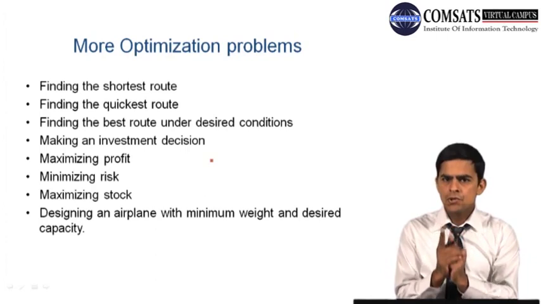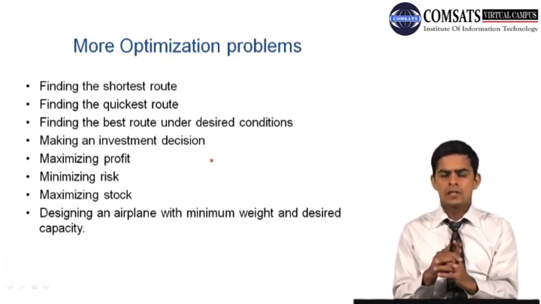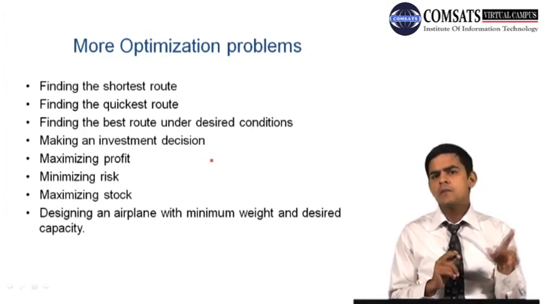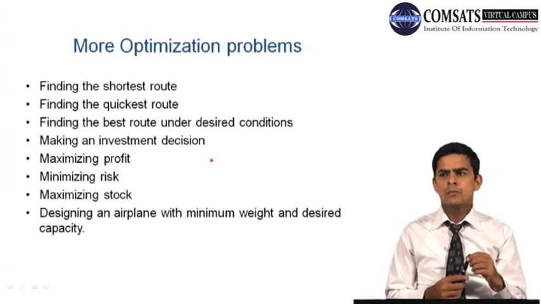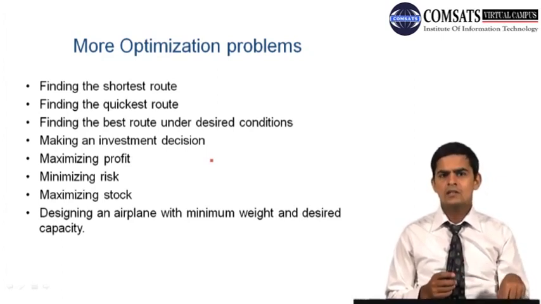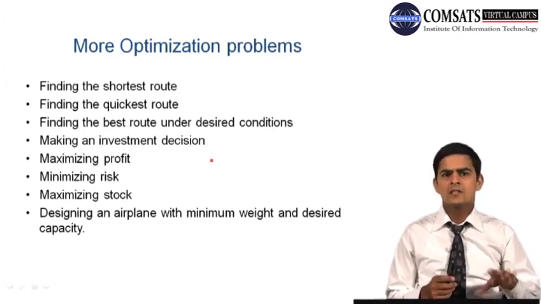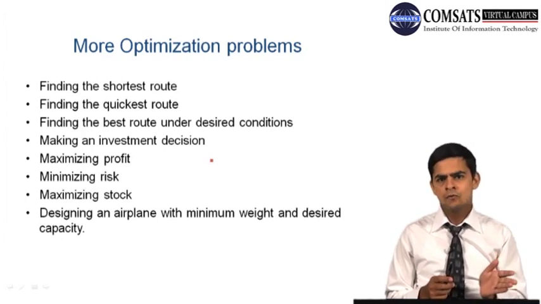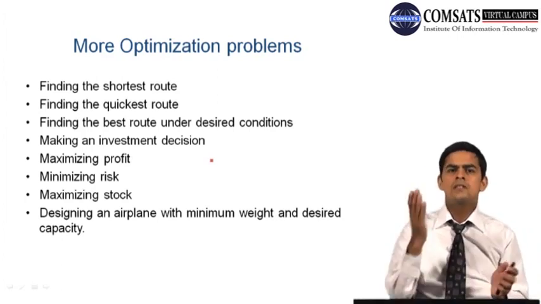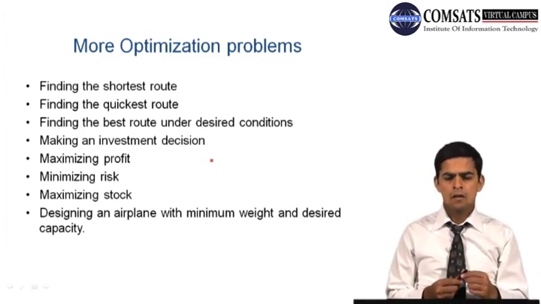Okay, finding the shortest route. I think we dwelled on it a little bit, that we want to get from, let's say, Islamabad to Lahore. Maybe there are 2 routes available. Let's say you can either take the motorway or you can take the GT road. And on the GT road, you can either go through the cities or you can go outside all the cities that come into your way.